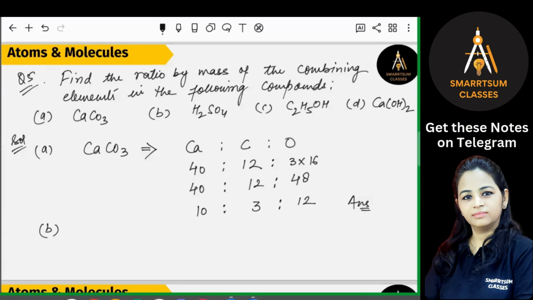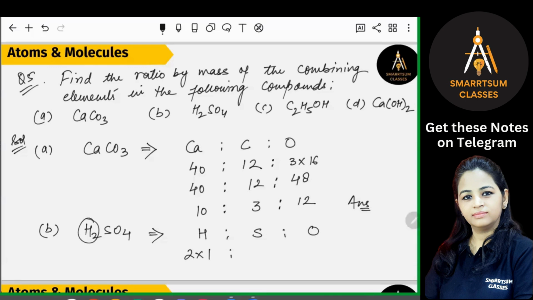Right. So for the B part, H2SO4, that is sulphuric acid, we will find out the ratio by mass. First we will write down what the combining elements are here. So here the combining elements are H, hydrogen, then sulfur, and oxygen. So these are the 3 types of elements. Now we will write down their total masses. There are 2 atoms of hydrogen, and the atomic mass of hydrogen is 1. So we will write here 2 into 1. The atomic mass of each hydrogen atom is 1, and there are 2 atoms, so we'll multiply with 2.